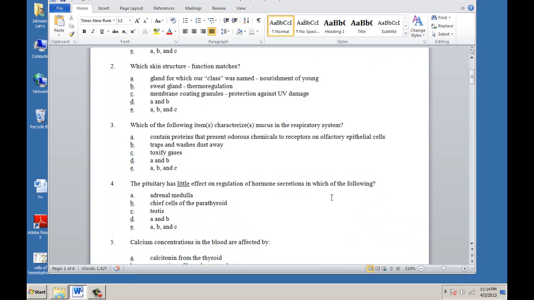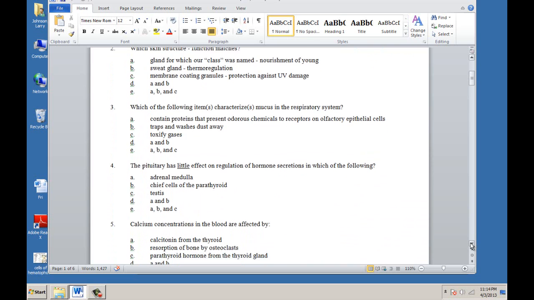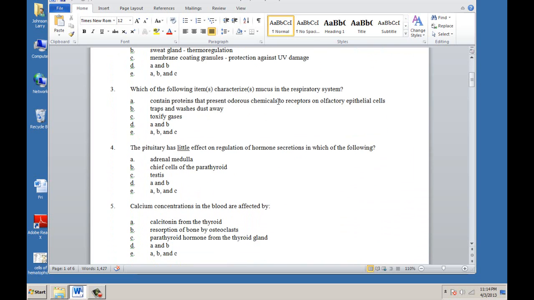Okay. Which of the following items characterize mucus in the respiratory system? Contains proteins that present odor chemicals to receptors of olfactory epithelium? Yes. Traps and washes dust away? Yes. Detoxifies gases? Yes, it detoxifies gases. So the answer is D.